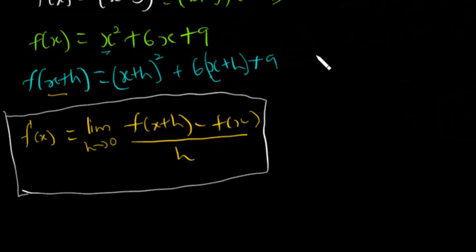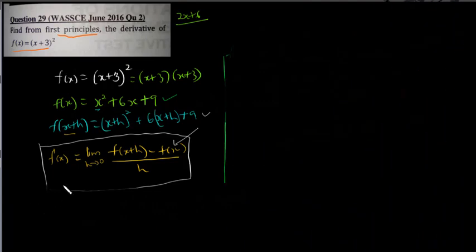So if you look at it very well, what we want are two functions, f of x, which is known already from the question, that is x squared plus 6x plus 9, and we also want f of x plus h, which we have been able to derive from the f of x. All right, so the next thing that we do here is that we put in the expressions, that is f of x and f of x plus h. So we find f prime of x, and that is equal to the limit as h goes to 0.